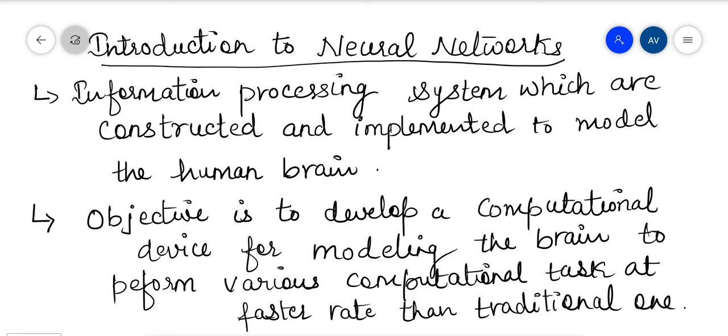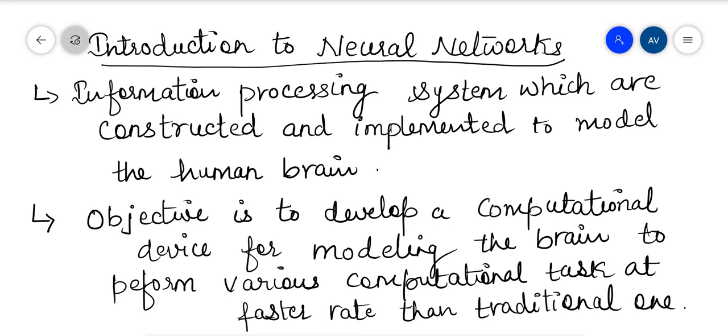Hello everyone. In this video, let's understand what neural networks are in detail. As you can see, I have written two points here. The first point says it is an information system which processes information and is constructed and implemented based on the model of the human brain.